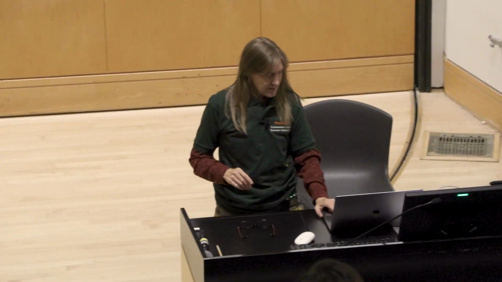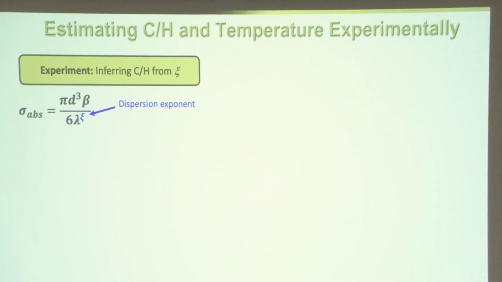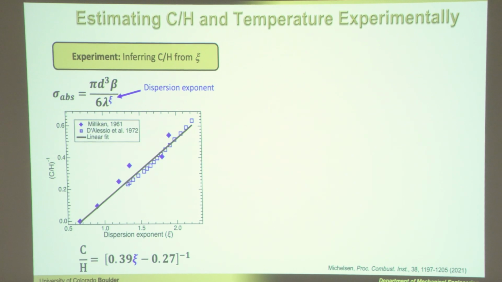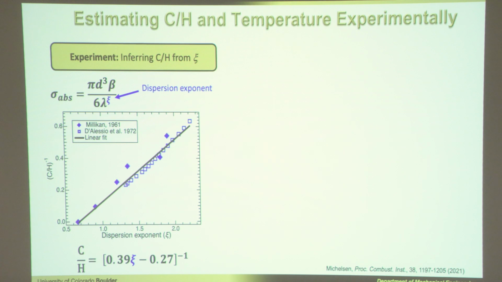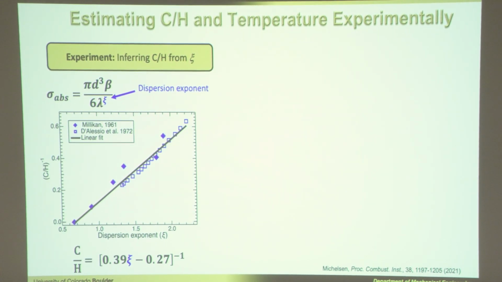Okay, now let's see if we go. So we have this dispersion exponent. We can measure the dispersion exponent, and we have this correlation. So if we know the dispersion exponent, we can infer the carbon to hydrogen ratio. Remember, I showed you multiple times now, like maybe three times, the dispersion exponent for that one study as a function of height in the flame. We can actually measure the dispersion exponent. There are different ways of measuring it, and we'll talk about that in a little bit.